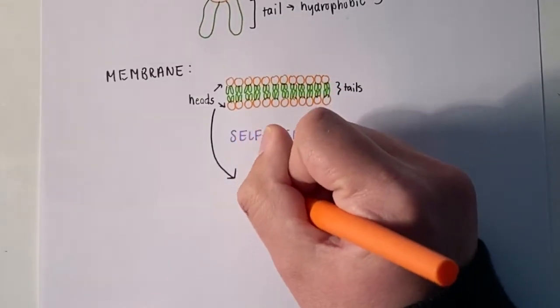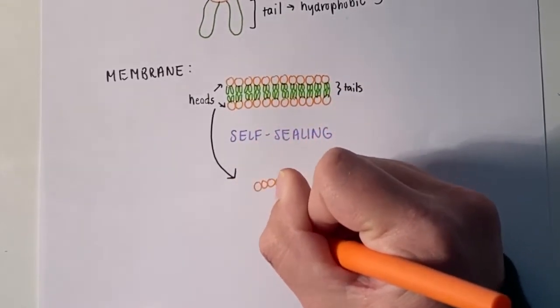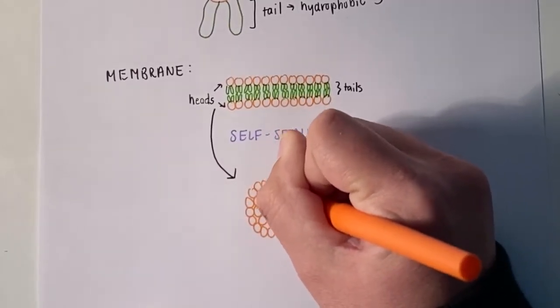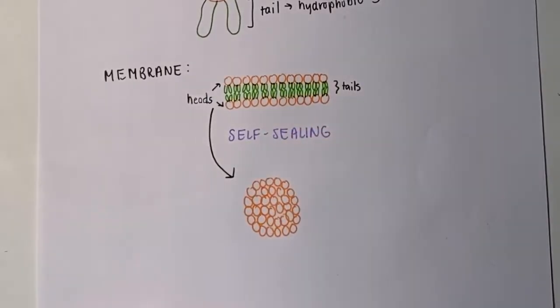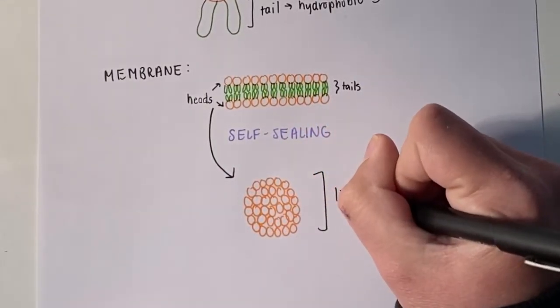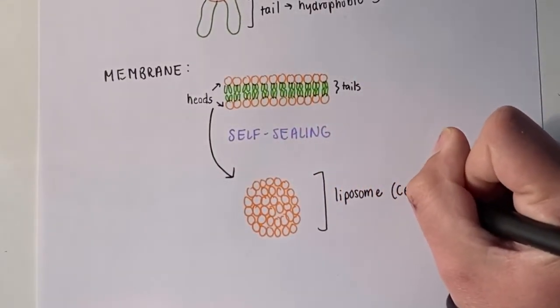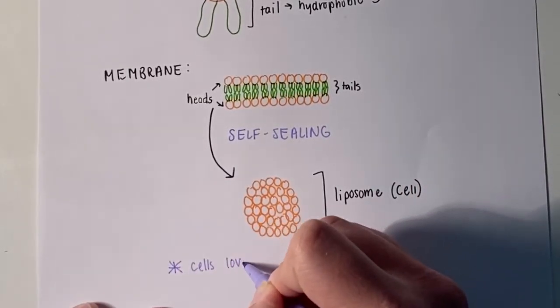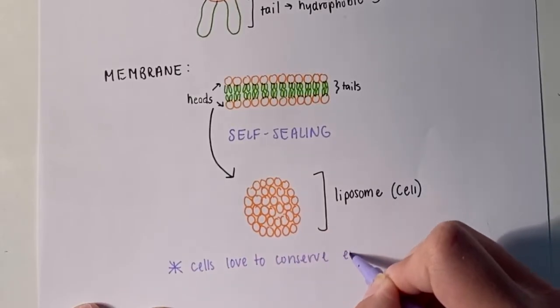Lipid bilayers are also self-sealing. Because of this property, they easily form a liposome, but it's actually just a cell. The lipid bilayer chemistry causes them to spontaneously roll into balls to conserve energy. This is crucial to the cell because it does not cost the cell energy to create the shape of the cell membrane.